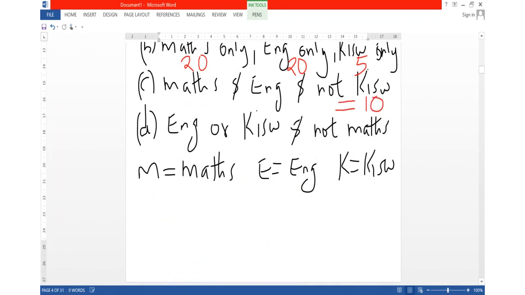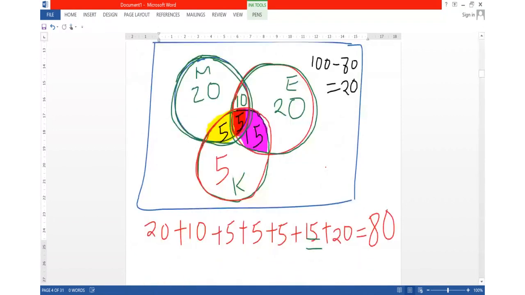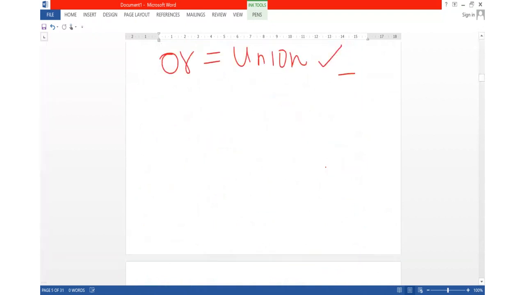Let's go to this other one: English or Kiswahili and not maths. English or. The word "or" signifies union. I think I just need to draw this around so that you can easily see, because people will make a mistake there. In the next example, I'll not be able to redraw.